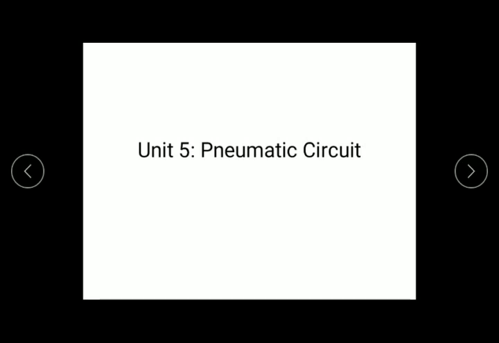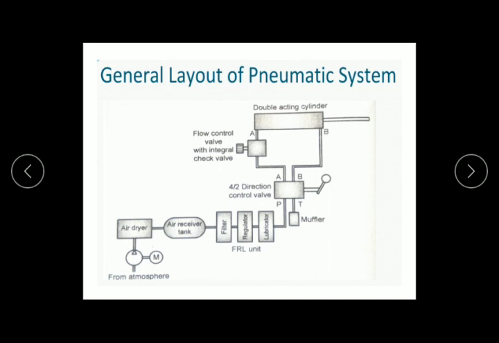Welcome all. Today we are going to discuss the pneumatic circuits. This is the general layout of a pneumatic system, which consists of a compressor, air dryer, air receiver tank, filter, regulator, lubricator, direction control valve, then flow control valve, single acting or double acting cylinder and muffler.